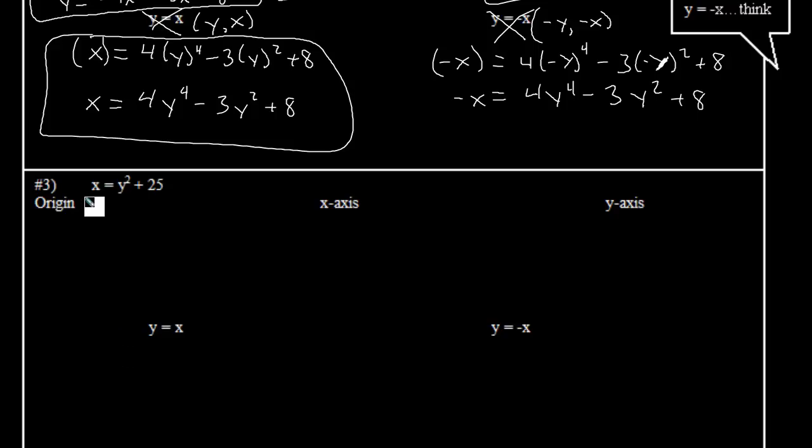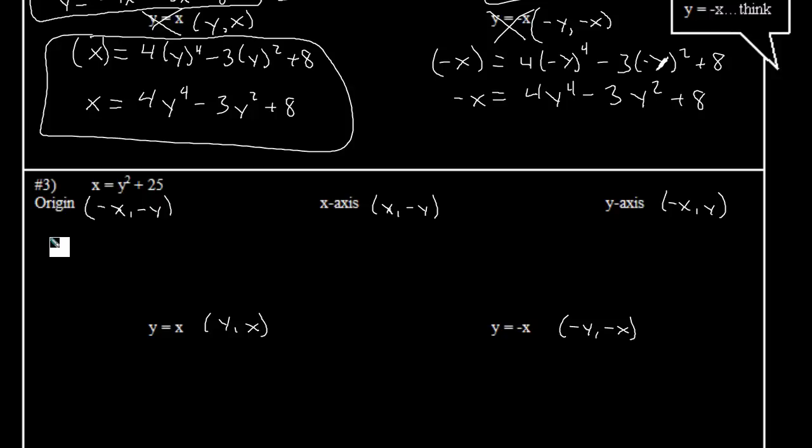So the origin, we have negative x, negative y. The x-axis is x, negative y. The y-axis is negative x, y. Y equals x is y, x. Y equals negative x is negative y, negative x. So for the origin, I'm going to switch the sign of x, and I'm going to switch the sign of y.